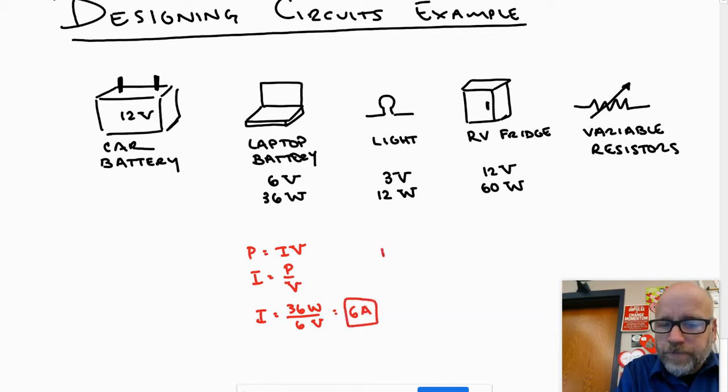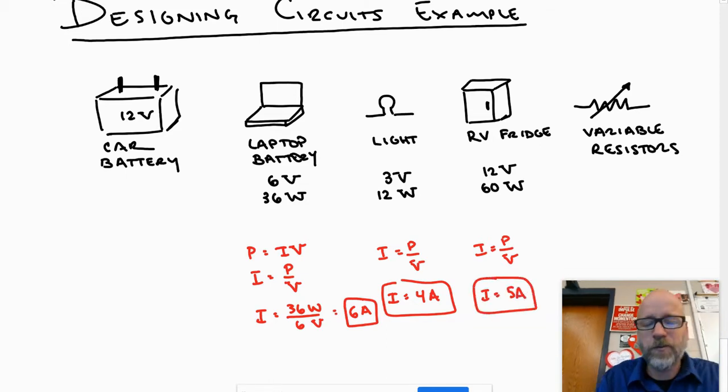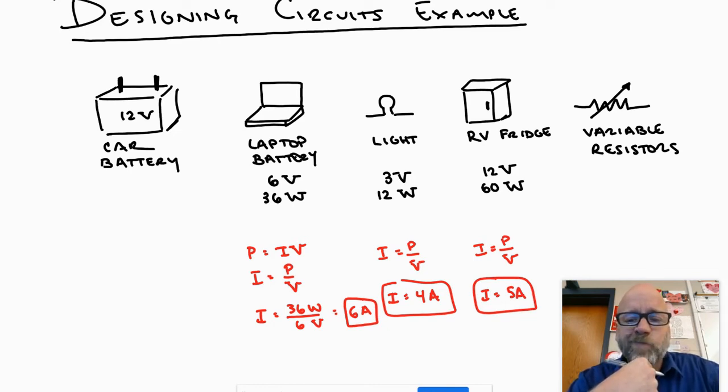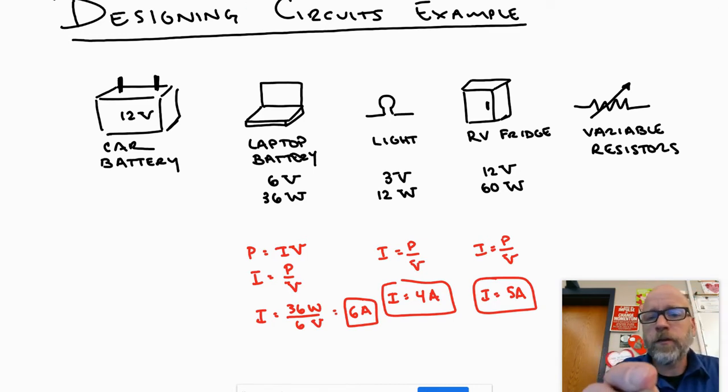Now for my light, current is power divided by voltage. That's going to be 4 amps. And for the RV fridge, 60 divided by 12 is going to be 5 amps. So it looks like I have all different currents in this circuit. If they're all different currents, then I can't put them in series with each other, not unless something else is going on. So I think the best, cleanest approach would be to put these in parallel with each other.